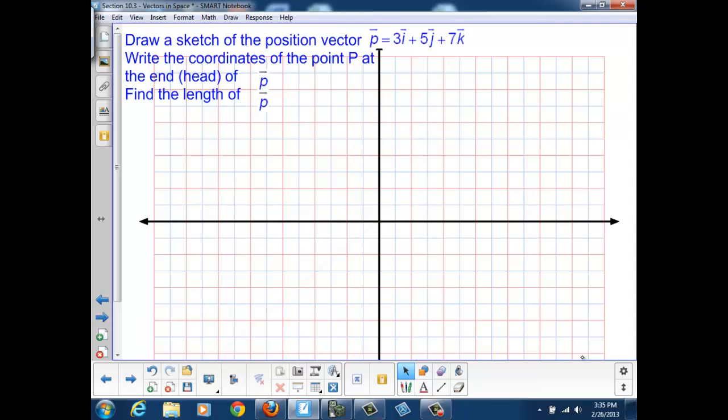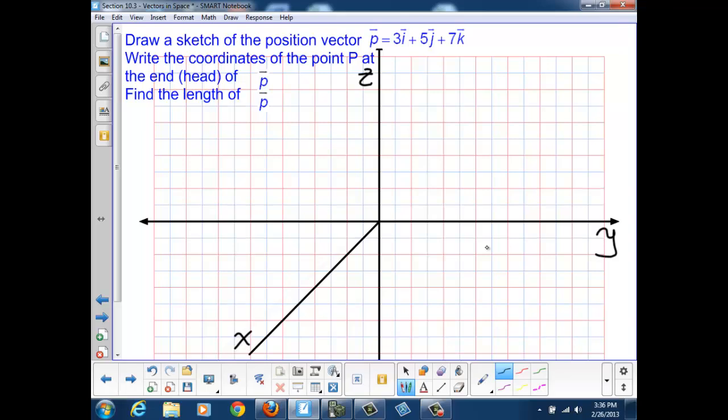Here's an example of how to draw a three-dimensional vector, given its x, y, and z components. Before we can actually draw this sketch of a position vector, 3i + 5j + 7k, we need to add our third dimension to our two-dimensional graph. The way we do that is from the origin, we draw a line about 45 degrees down into the fourth quadrant, and we label that as our x-axis. Our horizontal line is now going to be y, and our vertical line straight up will be the z-axis.